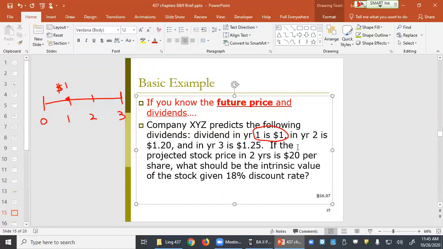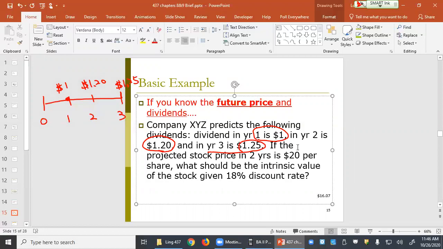And we're told that in year two, it is $1.20. So this is your D2, the dividend paid in year two. That means at the end of year two, so it will occur here, $1.20. And the dividend in year three is $1.25, so that would be here, 1.25.